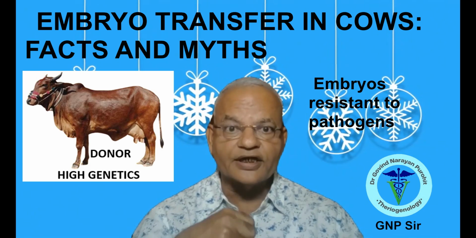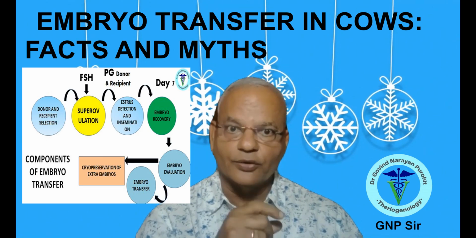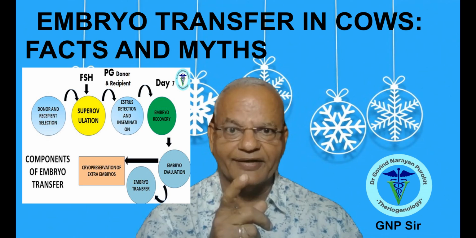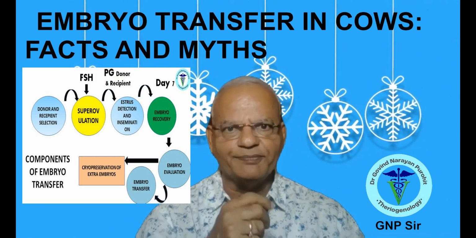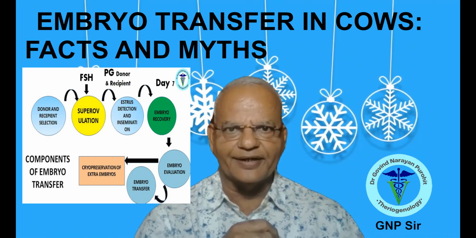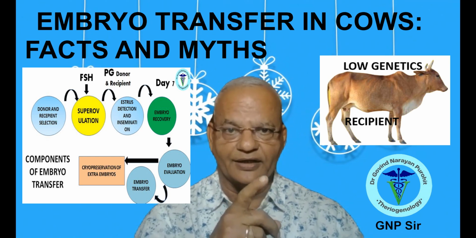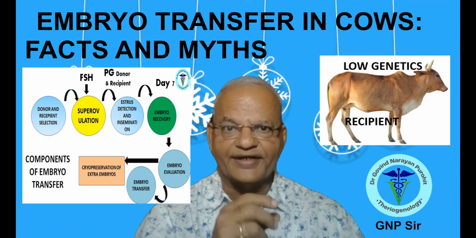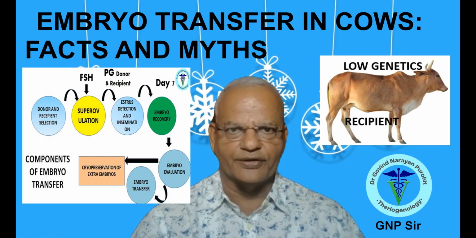Now, what are the components of embryo transfer? First, you have to go in for donor selection. The donor, as I said, should be a high genetic merit animal, and then the recipient selection. The recipient can be a low genetic merit animal, but it should have a good uterus and should be highly fertile. Then only you can use it for embryo transfer.